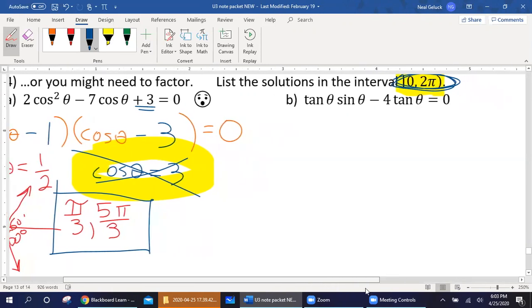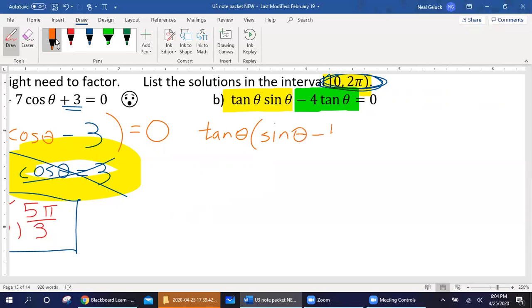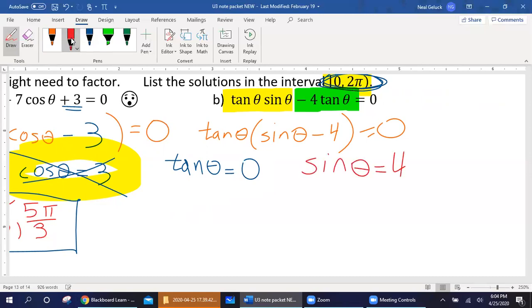For letter B, this one's actually a slightly easier factoring problem. I basically have 2 terms here. I have tangent sine, negative 4 tangent. They have a GCF of tangent. So I can factor out a tangent. From the yellow stuff, that would leave me with sine. From the green stuff, that would leave me with minus 4. Since it equals 0, this means if tangent equals 0, we're good, or if sine equals 4, we're good.